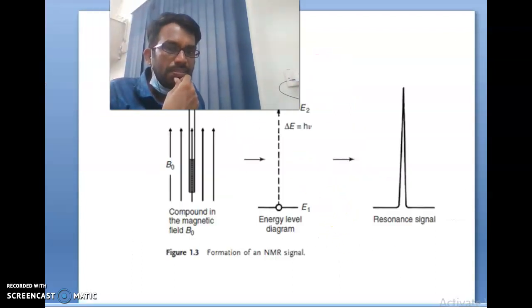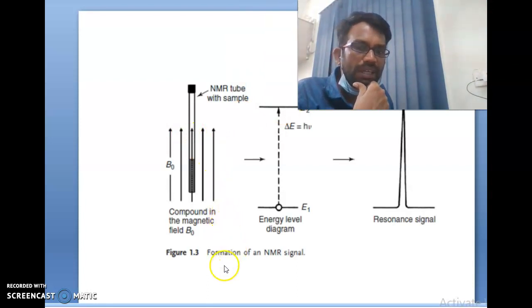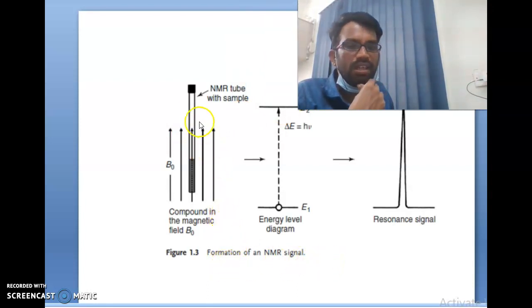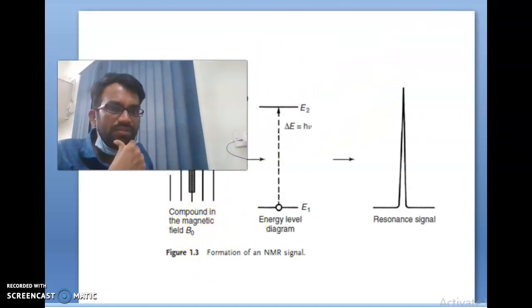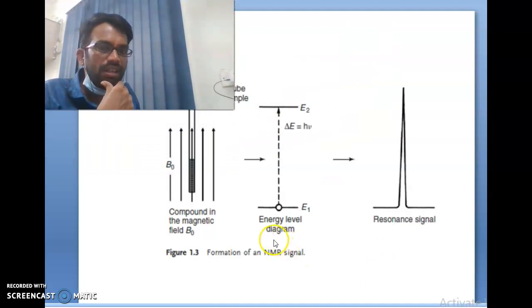This picture is very nice; it shows the complete formation of an NMR signal. This is the NMR tube with the sample, and B naught is the magnetic field. When you apply the magnetic field to the compound, the energy level diagram shows E1 and E2, with delta E equal to hν. The nucleus goes from the ground state E1 to the excited state, a higher energy level, and this gives the resonance signal. This is the actual principle and mechanism of the formation of the NMR signal.